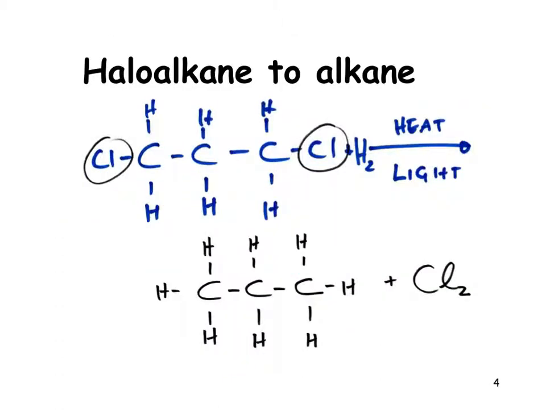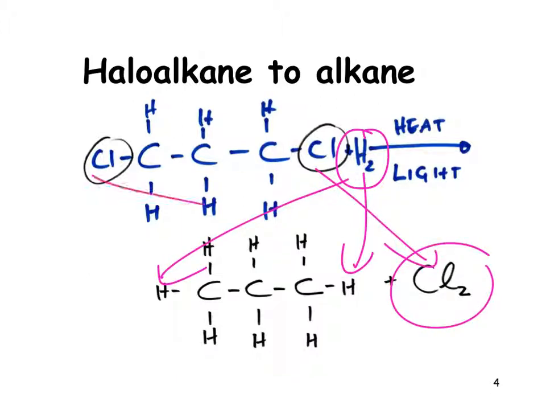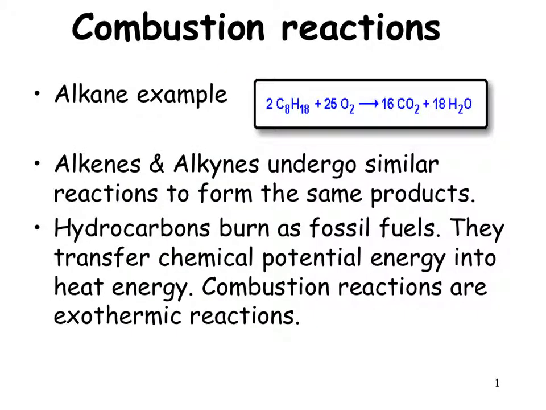And then the next one is for haloalkanes. So here we have got 2 chlorines on this, so it is 1,3-dichloropropane. And then if you put in the presence of heat and light with hydrogen, the hydrogens are going to go onto the molecule and they're going to kick the chlorines out and we're going to get chlorine. This is obviously also a reversible reaction, so if you put it in the dark, maybe the opposite would happen.